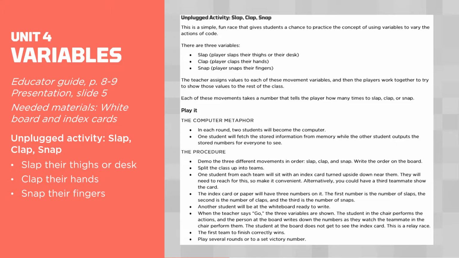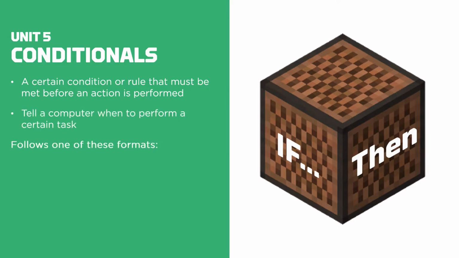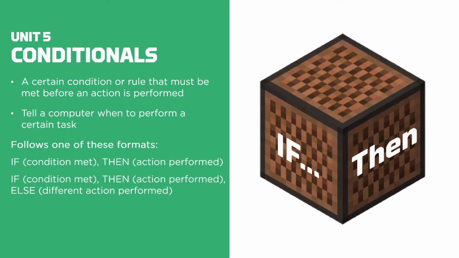Unit 5 deep dives into conditionals. A conditional is a rule or criteria that must be met before an action is performed. They tell a computer when to perform a certain task. Conditionals can follow two formats: an if-then statement and an if-then-else statement.